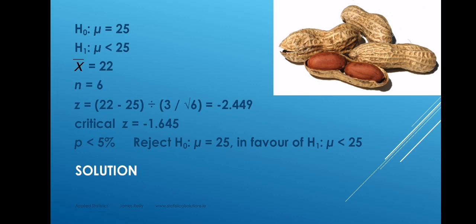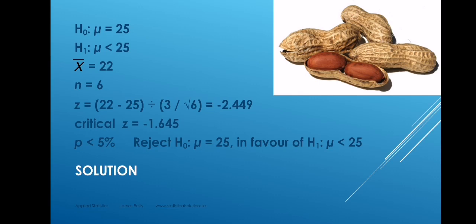The calculated value of the test statistic falls into the rejection region. So the p-value is less than 5%. We reject the null hypothesis in this case. The null hypothesis that mu equals 25 is rejected in favor of the alternative.